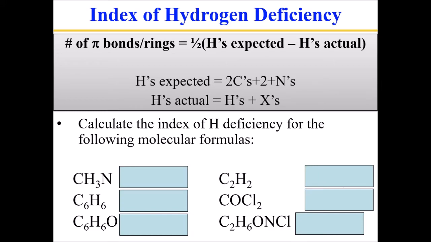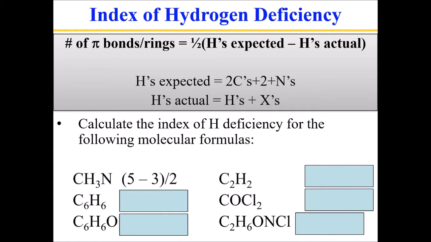All right, so let's talk about these. In the first one, there is 1 carbon and a nitrogen. So the hydrogens that I expect to see would be 2 times that 1 carbon, which gives me 2, plus 2 gives me 4, plus a nitrogen gives me 5. The number of hydrogens I actually see in this first compound is 3. So it would be 5 minus 3 divided by 2, which tells me that the index of hydrogen deficiency would be 1. So only knowing the molecular formula, I know that that compound has a pi bond in it. It's not a ring in this case because there's just not enough atoms for it to be a ring.